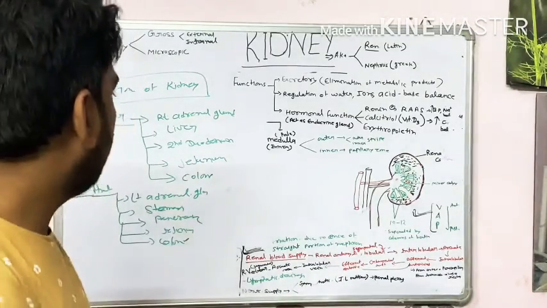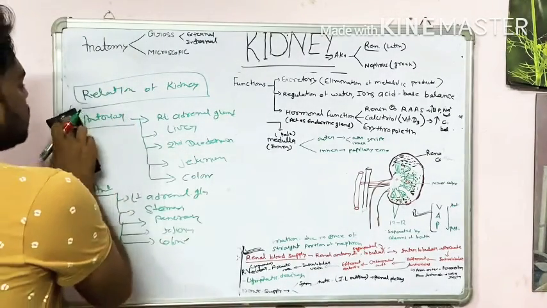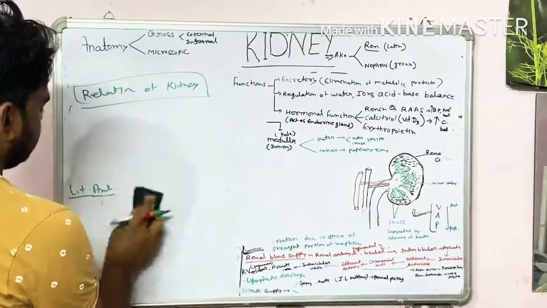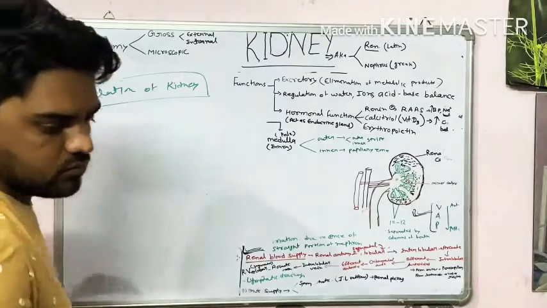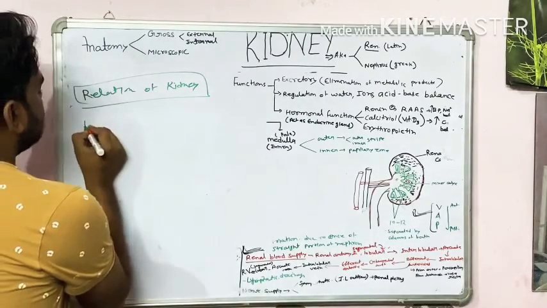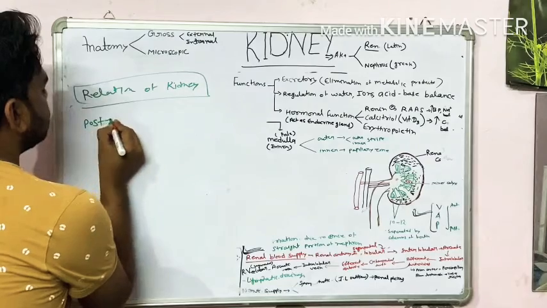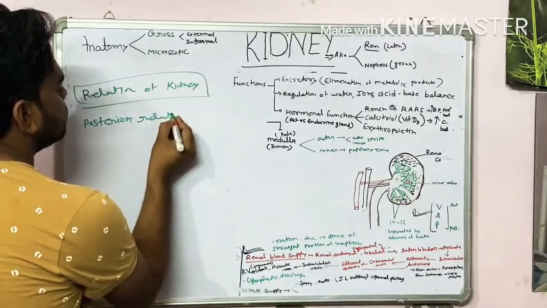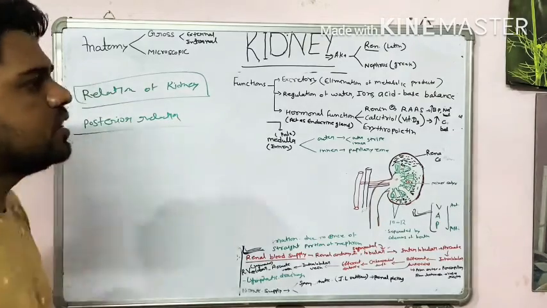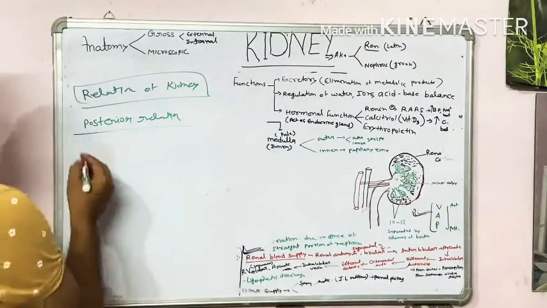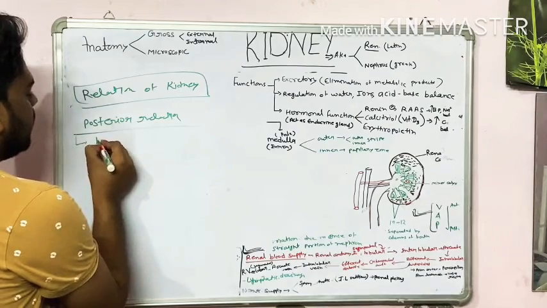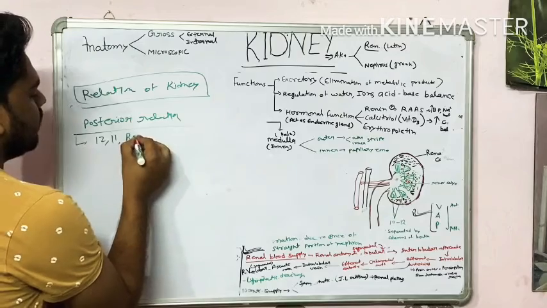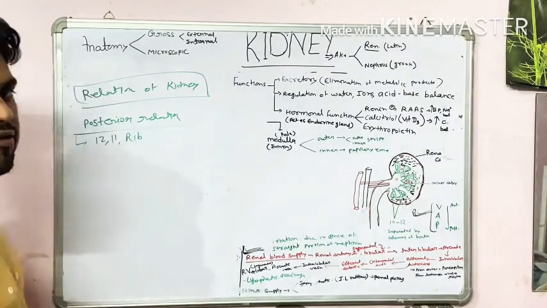Now I am telling you the posterior relations. What are the posterior relations? The 12th and 11th ribs. These are the floating ribs.